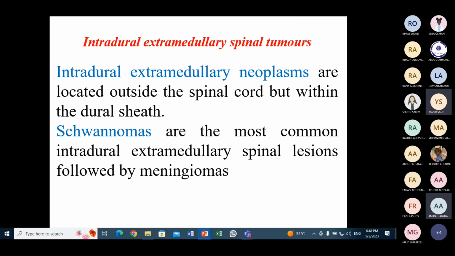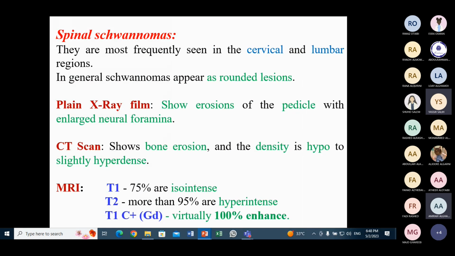خلصنا الاكسترا ديورال والانترا. نتكلم على الانترا ديورال اكسترا ميدلري. انترا ديورال اكسترا ميدلري يعني هي located outside the spinal cord لكن within the dural sheath. عندنا example of this is schwannomas which is the most common intradural extramedullary.